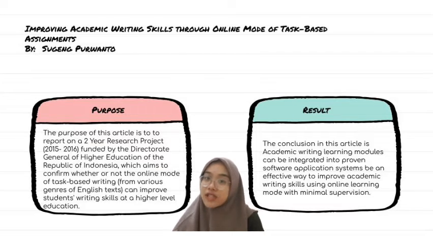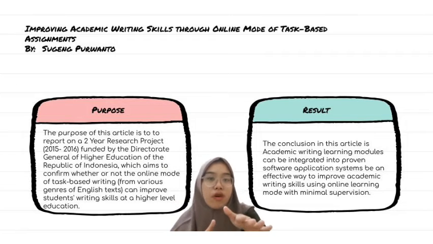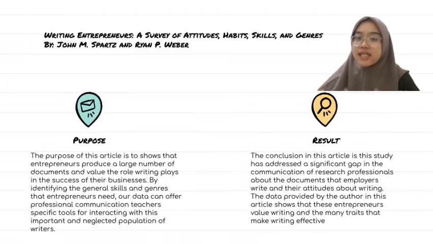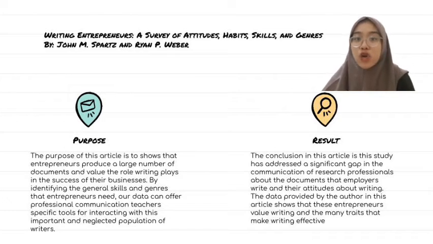Result. The conclusion in this article is academic writing learning modules can be integrated into a proven software application, be an effective way to improve academic writing skill using online learning mode with minimal supervision. The 8th article is Writing Entrepreneurs, a Survey of Attitude, Habits, Skill, and Genre by John M. Sports and Ryan P. Weber.